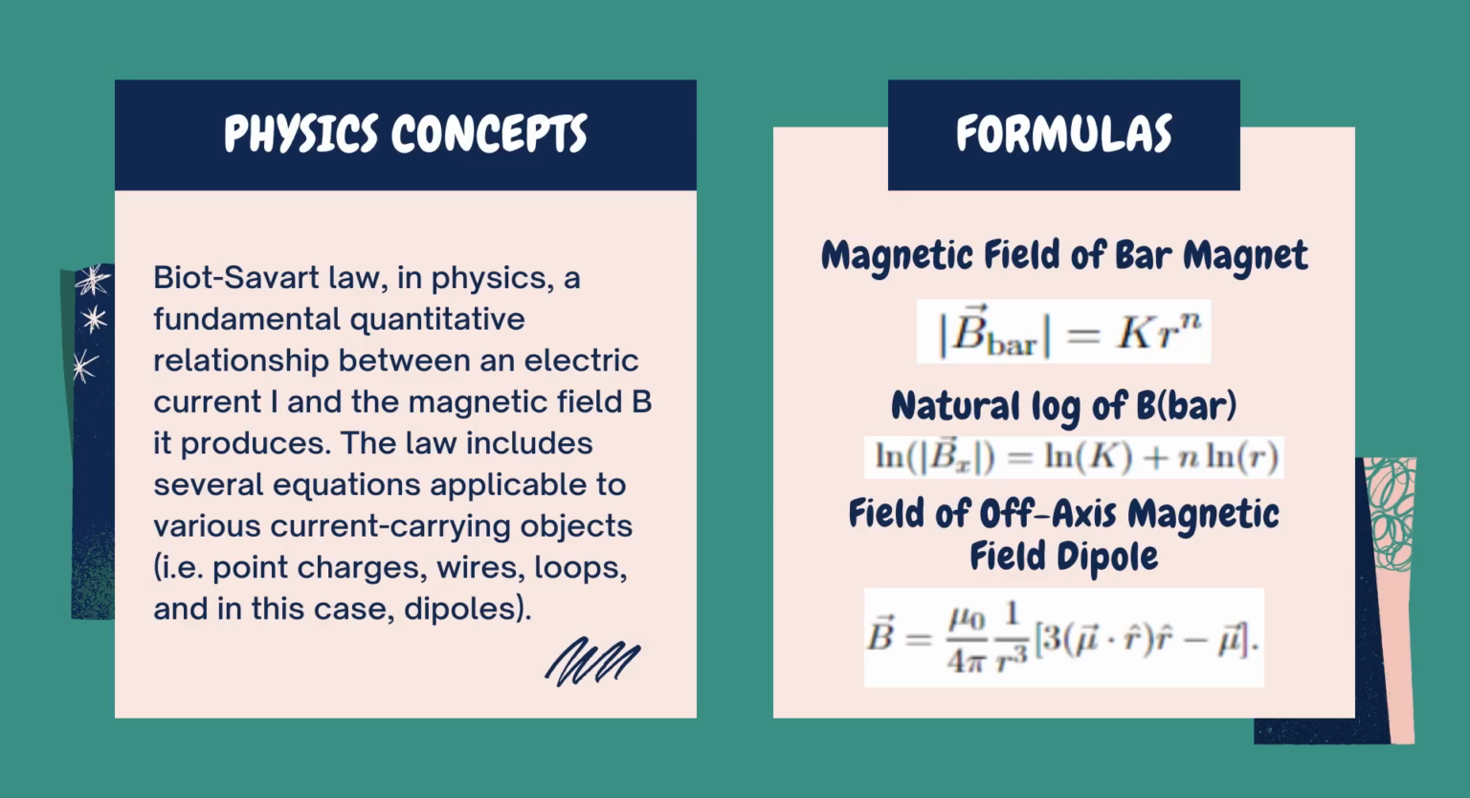The fundamental physics concept used in this lab experiment is the Biot-Savart law, which is a fundamental quantitative relationship between an electric current I and the magnetic field B it produces. The law includes several equations applicable to various current-carrying objects such as point charges, wires, loops, and in this case, dipoles. To the right, we will find the relevant formulas that will be useful in completing this lab experiment, such as the magnetic field of a bar magnet, the linearized version of that equation, and the magnetic field off-axis of a magnetic dipole.